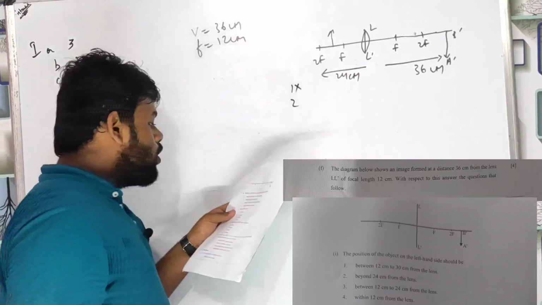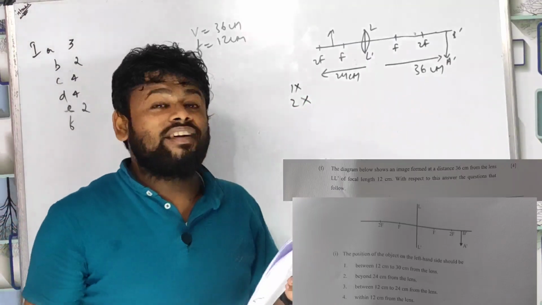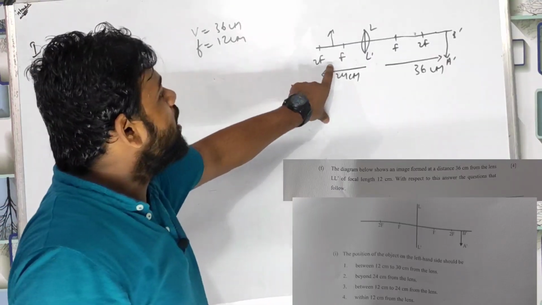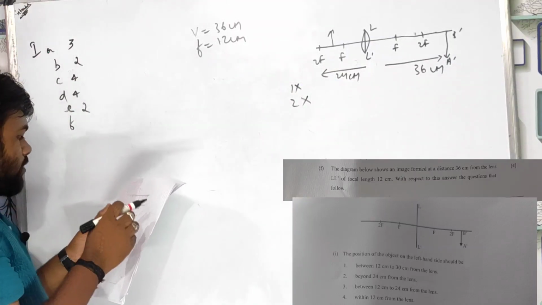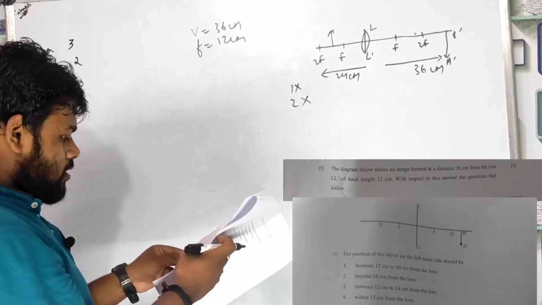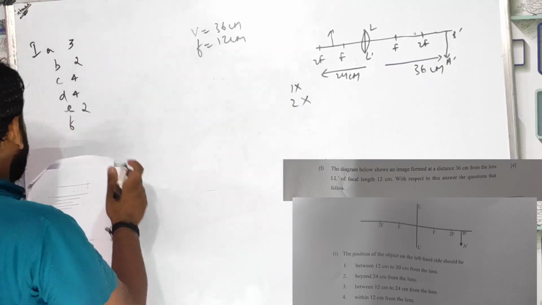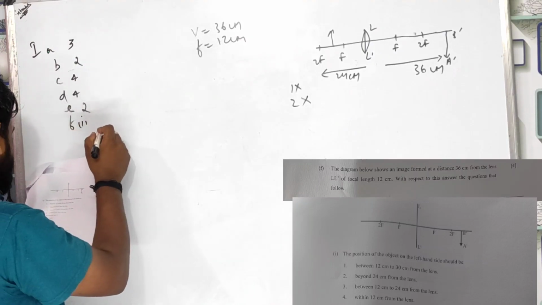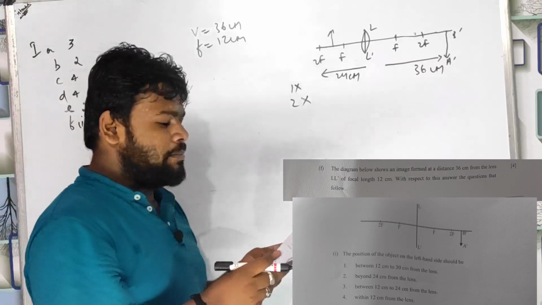Number 2, let's see. Beyond 24 centimeter. That is also not right. Between 12 and 24 centimeter. Yes, it is correct. Between 12 and 24 centimeter, it is correct. That means the answer to bit 1 of this is number 3.